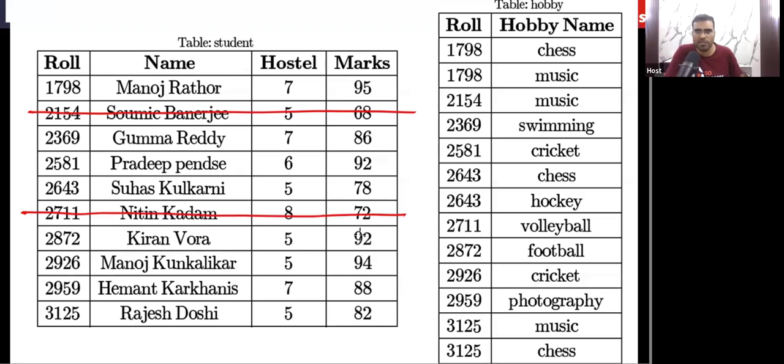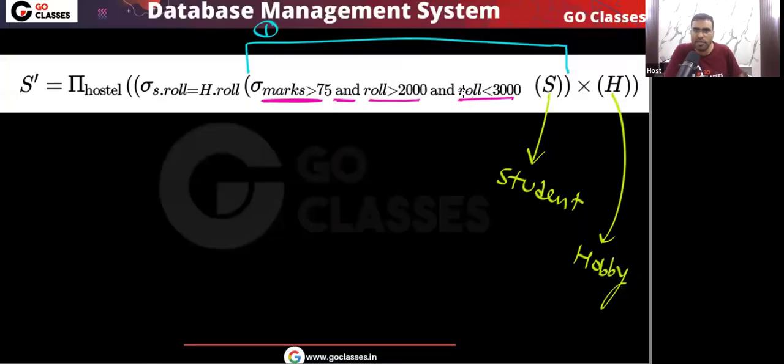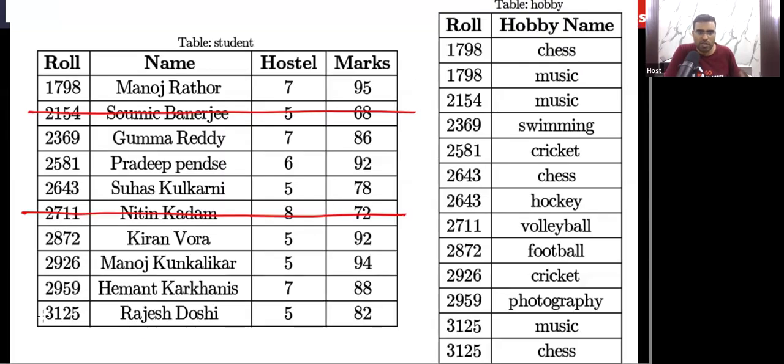Okay, the remaining tuples. Now from the remaining tuples, remember, roll number should be more than 2000, less than 3000. Less than 3000, so this tuple will be gone. More than 2000, so this tuple will be gone. Roll number should be more than 2000, less than 3000. Yes or no? So that's it.